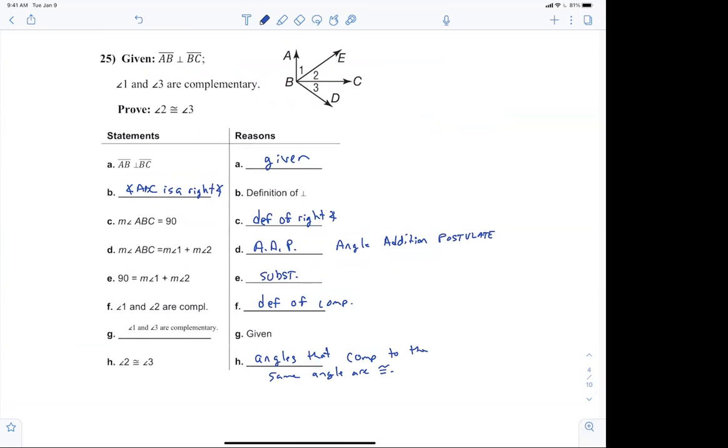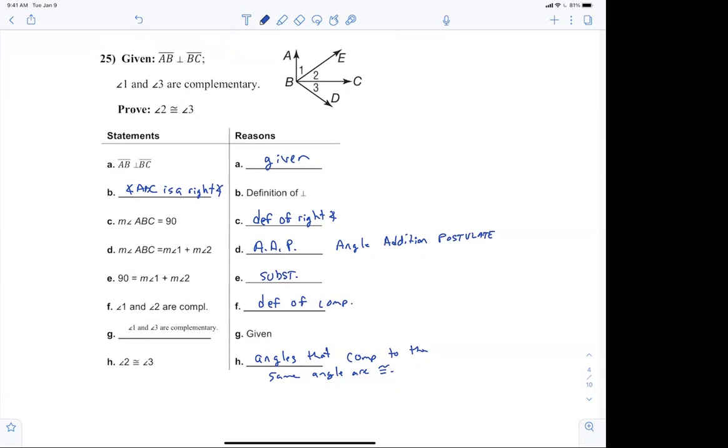Wouldn't that also be substitution? Where do you see an angle 1 or an angle 2 that I could substitute in? You go to the definition of midpoint. If B is between A and C, AB equals BC. I thought that was segment addition. I can't help that.